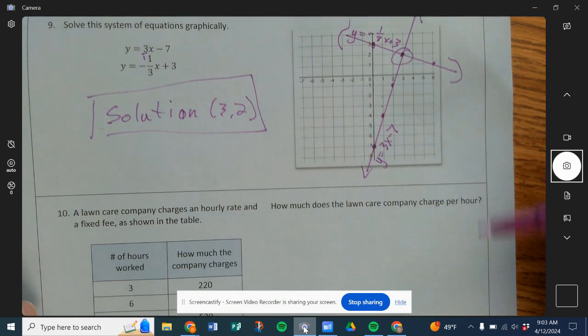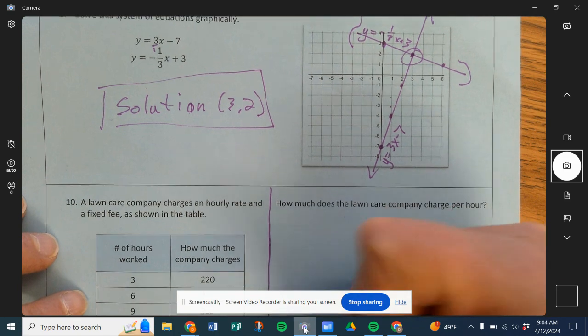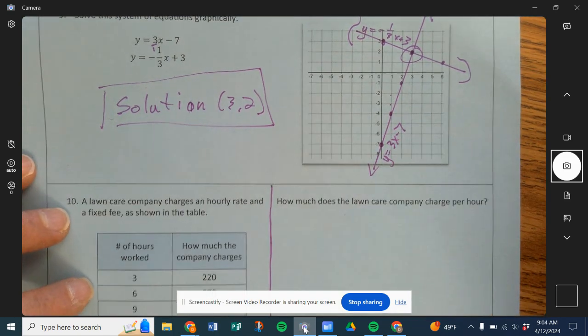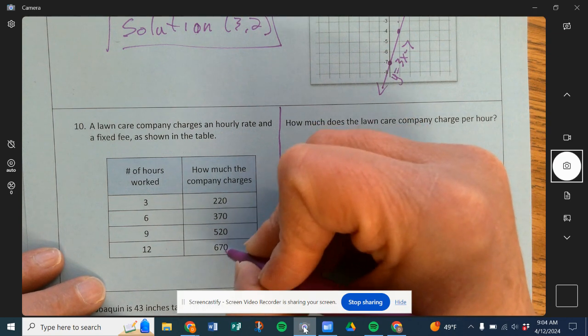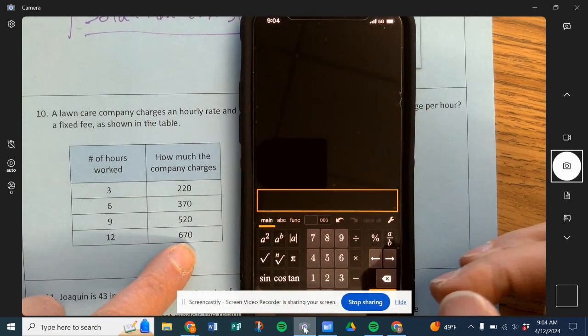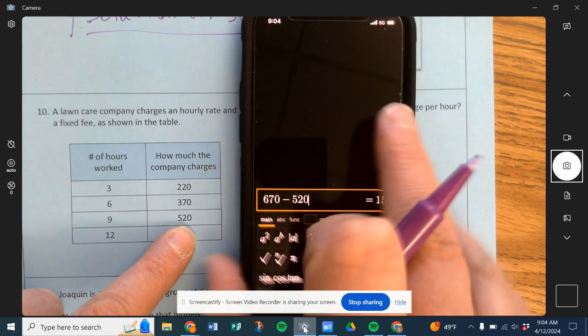Okay, a lawn care company charges an hourly rate and a fixed fee as shown in the table. How much does the lawn care company charge per hour? Well, I want to find the difference here. So I can actually just use my calculator to do that. I'll say 670 minus 520. I get 150. Okay, cool.